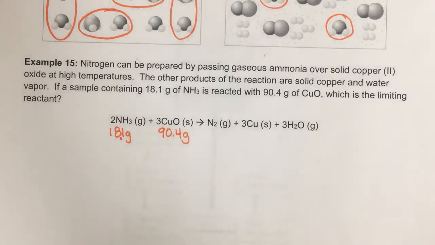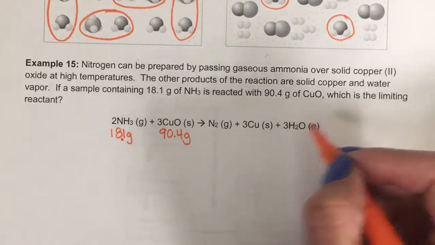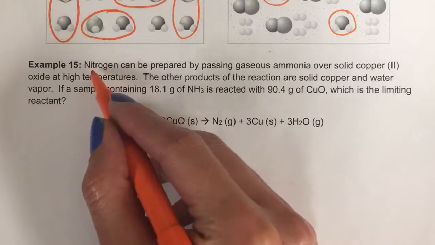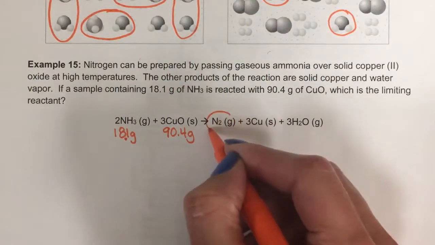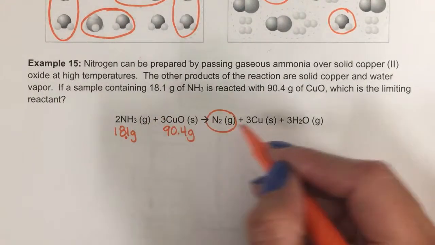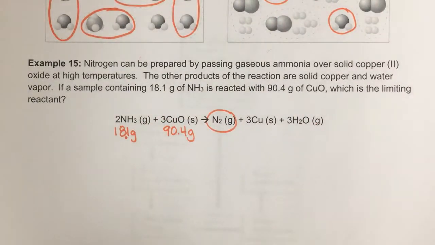Now, I have options. I can either change it into nitrogen or copper or water. It doesn't really matter. I'm going to pick one. Because this talks about nitrogen being prepared, I'm going to pick nitrogen. Now, the reason I could have picked any of my products is because I just want to find out which one of these makes less of any of my products. You'll usually choose an easy one that'll make the math pretty simple, okay?